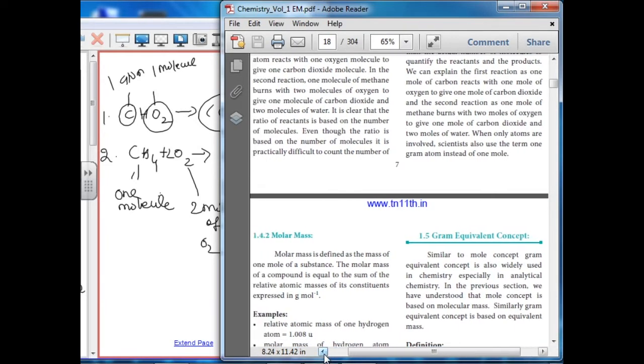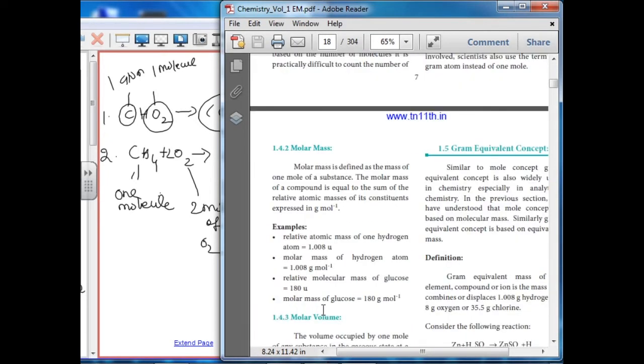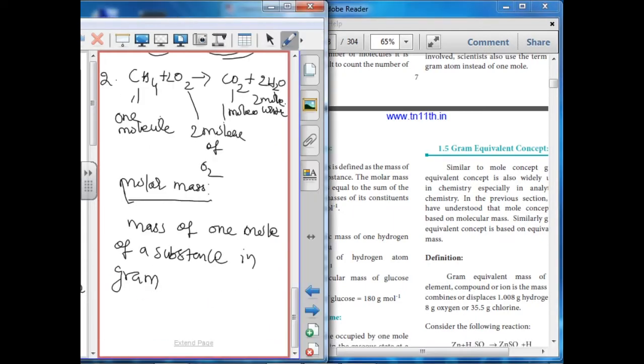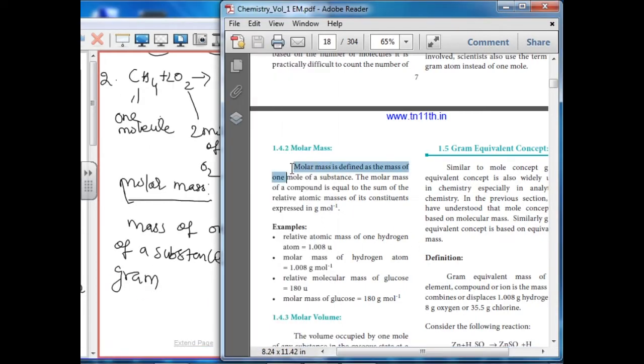Next we are going to see the definition of molar mass. Molar mass is the mass of 1 mole of a substance in grams. The molar mass of a compound is equal to the sum of the relative atomic masses of the constituents. The molar mass is expressed in gram mole inverse. This is a 2-mark question.